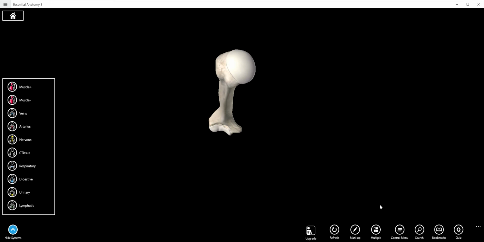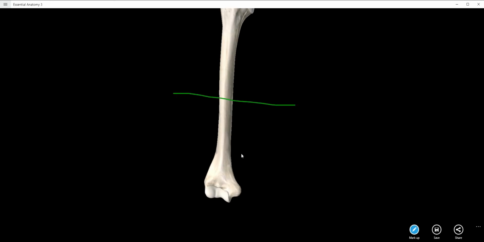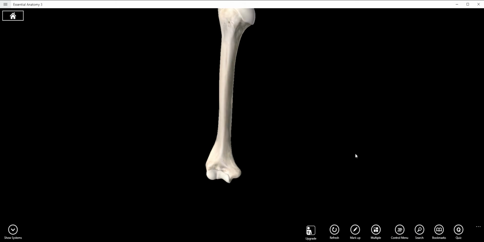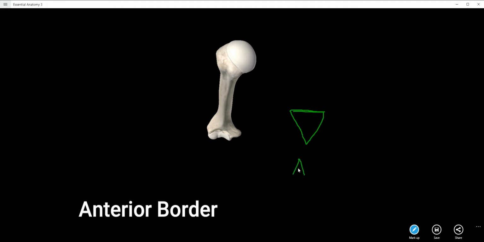If we were to come in here and take a slice, cut it in half, and then look at it from a superior view, what we would see is a triangle like this with a point facing forward, facing anteriorly. So we're going to call that point facing forward the anterior border. Okay, and if we were going to draw that on the humerus, it'd be right there.